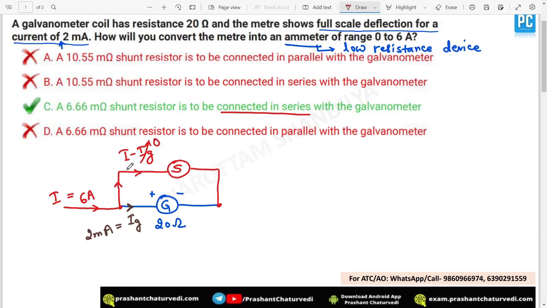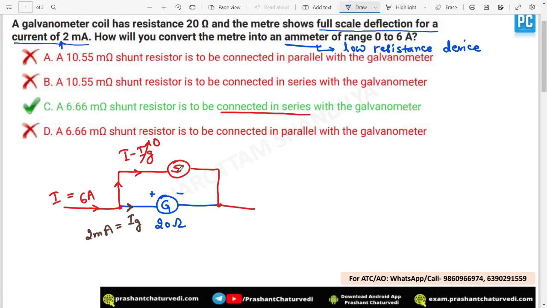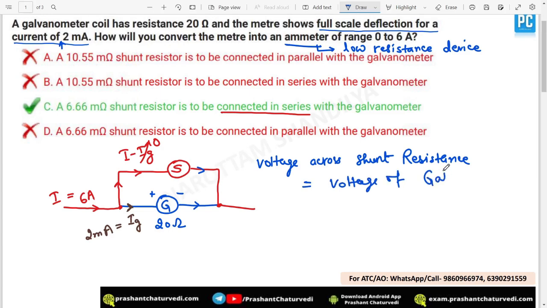Whatever the current is there, it will go to the shunt resistance, you can simply imagine. Okay, so whenever you connect this, because the shunt resistance is in parallel with the galvanometer, and in parallel what remains constant is the voltage. The voltage across the shunt resistance will be the same as the voltage of the galvanometer.